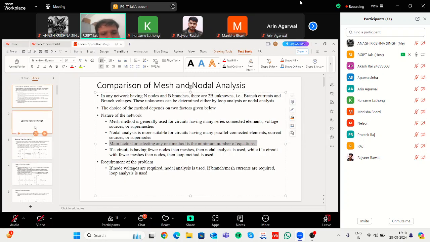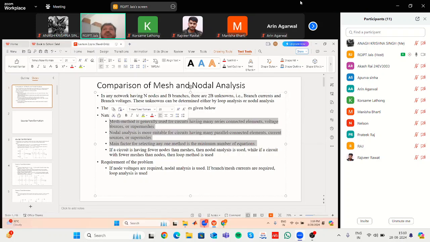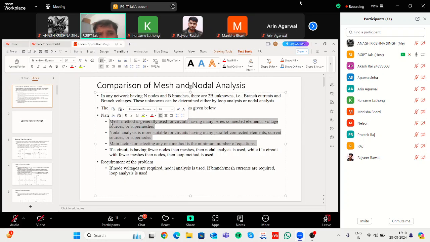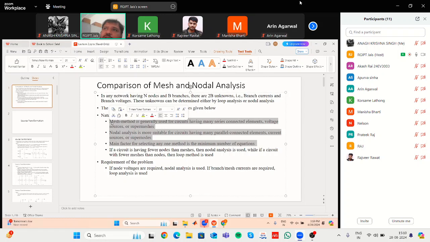Yeah. So that is the main idea. So these 3 points are the most important. If in a circuit more number of series connected elements are there, then you have to apply mesh analysis. If there are more parallel connected elements, then you have to apply nodal analysis.